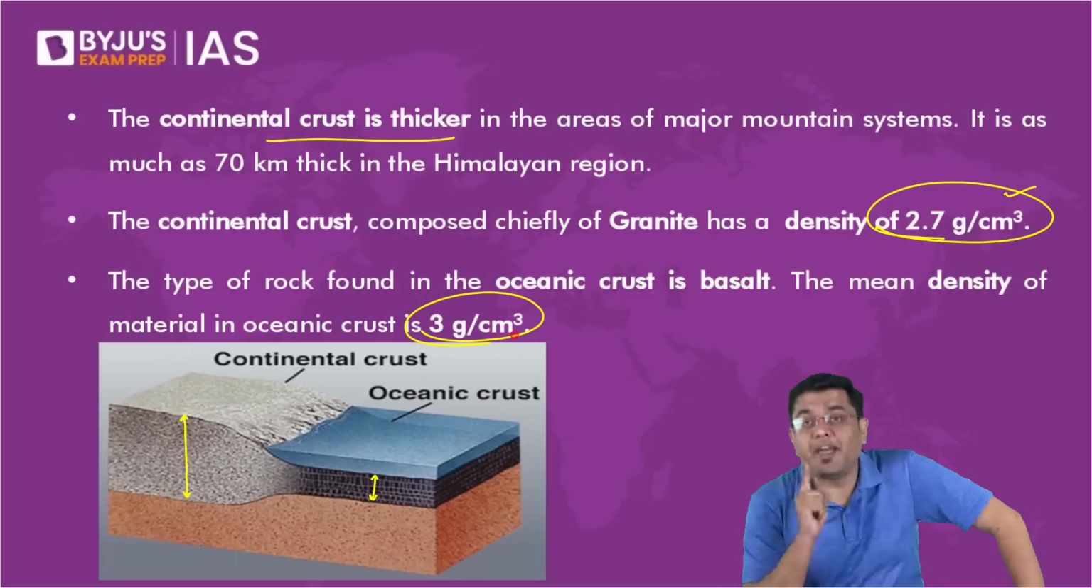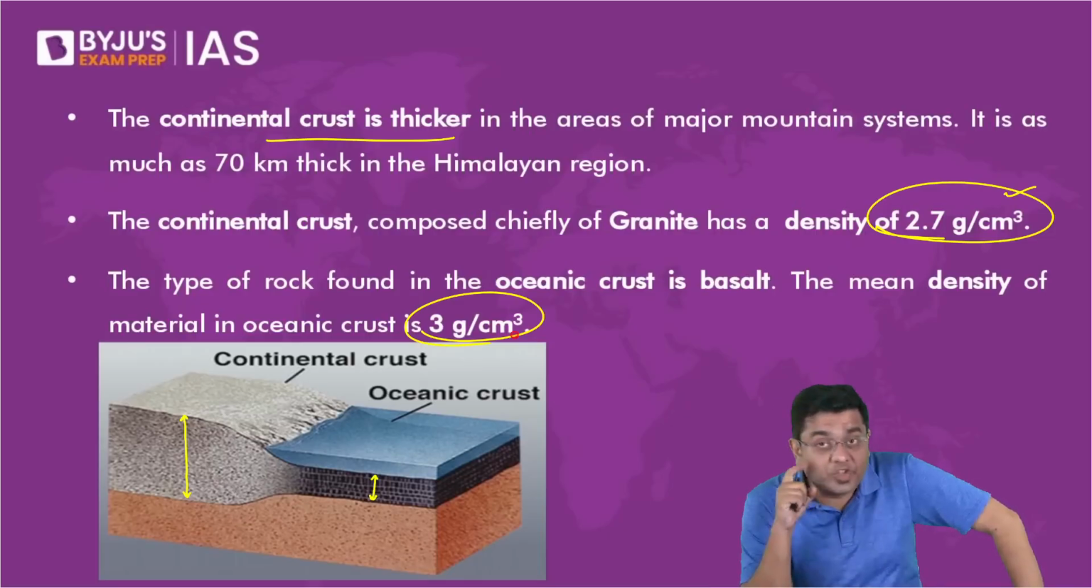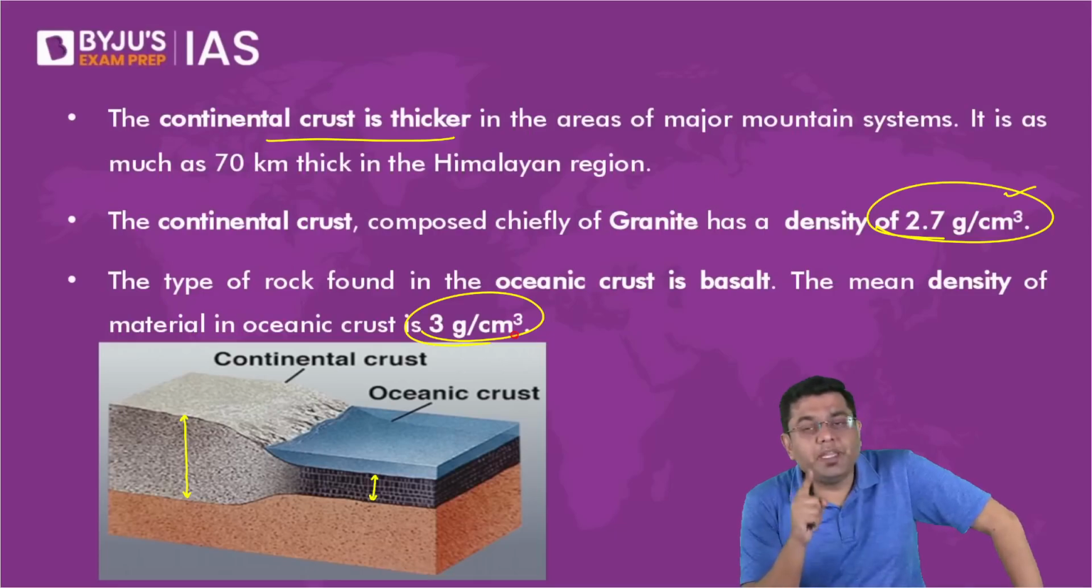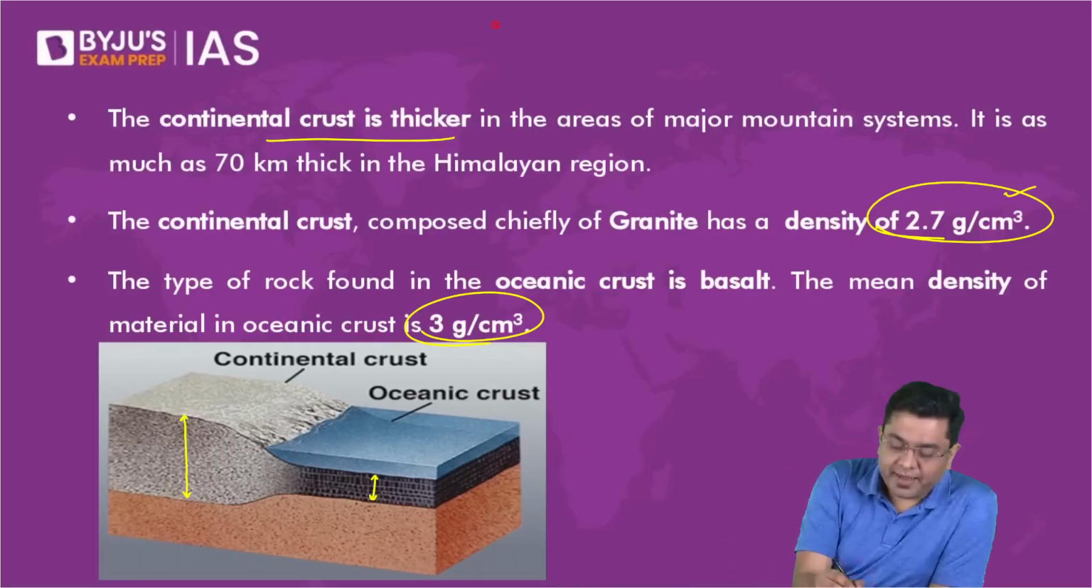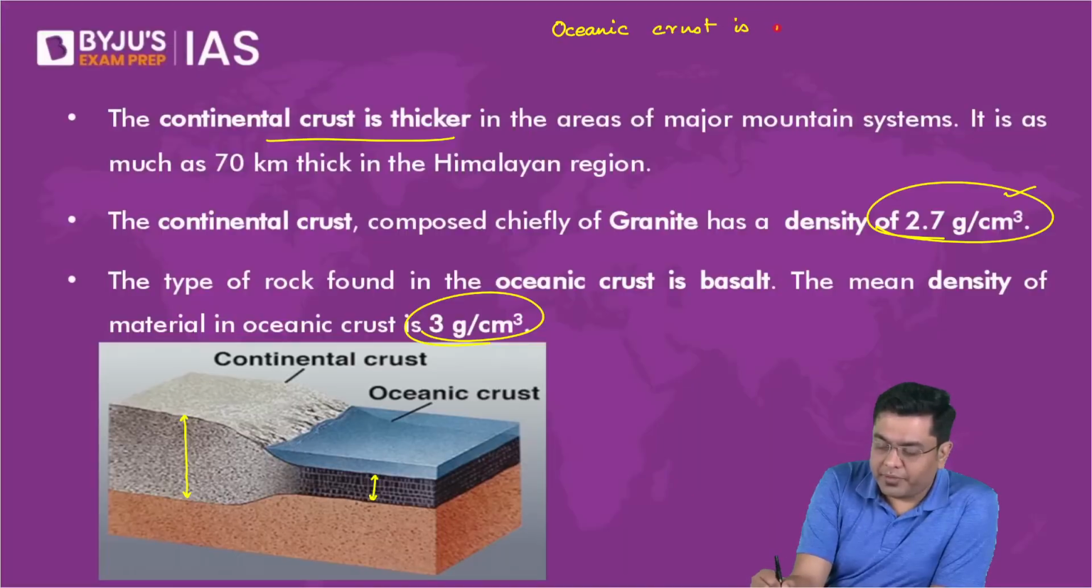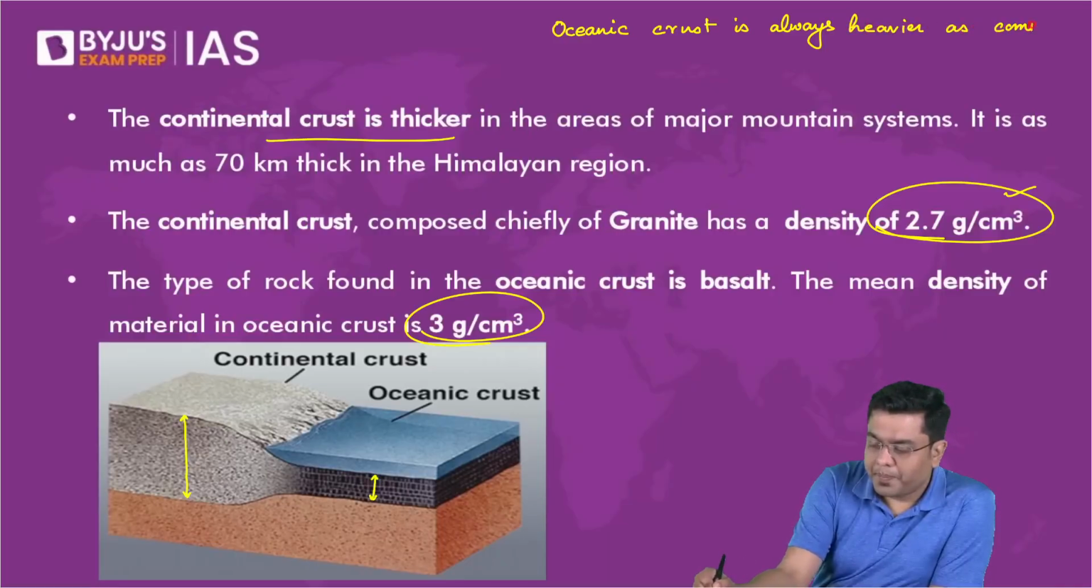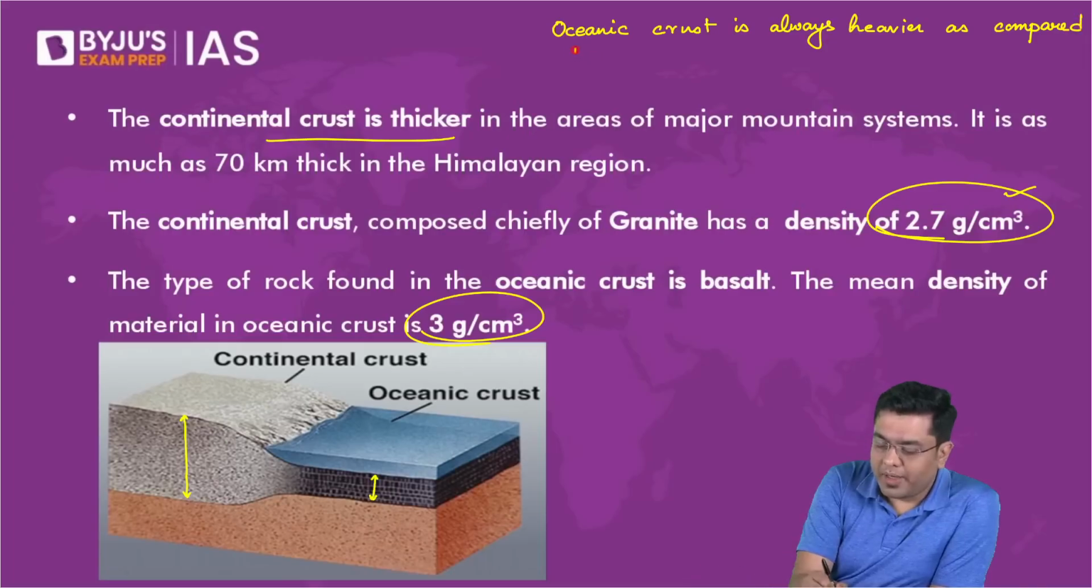So despite the fact that the continental crust is thicker, and listen to this carefully, despite the fact that the continental crust is thicker and the oceanic crust is thinner, still it will always be the oceanic crust which will be heavier. So oceanic crust is always heavier as compared to continental crust.